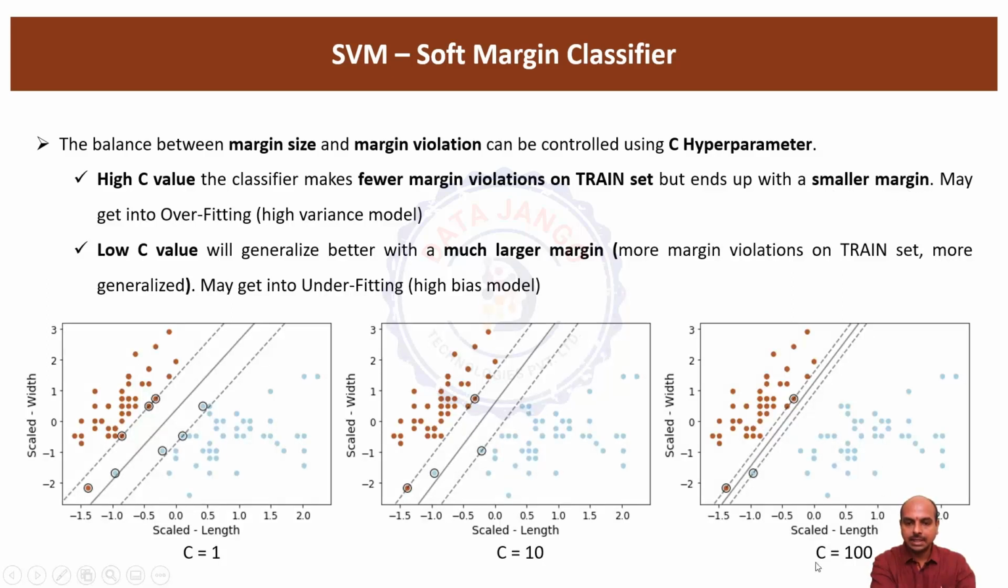If you see this, if C is equal to 100, the margin became so small. See that? The margin became very small. So when the margin became very small, the margin violations reduced. See here, there is a margin violation, right? Here also there is a margin violation, but there is no margin violation here. When C is equal to 100, there are no data points that fell on the wrong side of the decision boundary. This solid line is the decision boundary.